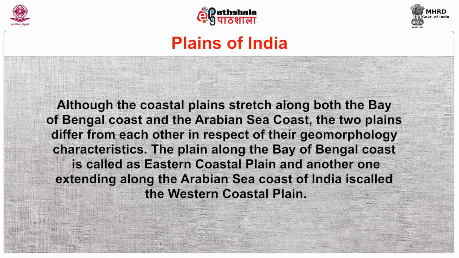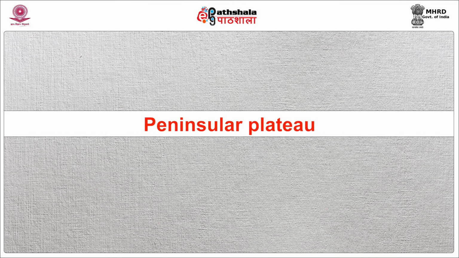Although the coastal plains stretch along both the Bay of Bengal coast and the Arabian Sea coast, the two plains differ from each other in respect of their geomorphological characteristics. The plain along the Bay of Bengal coast is called the Eastern Coastal Plain and the other one extending along the Arabian Sea coast of India is called the Western Coastal Plain. Then the third division is the Peninsular Plateau.